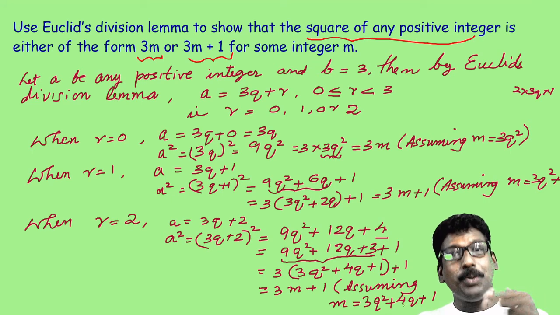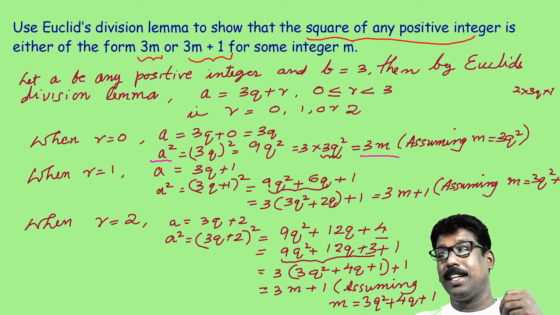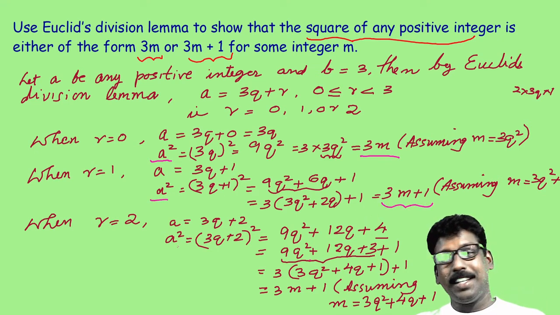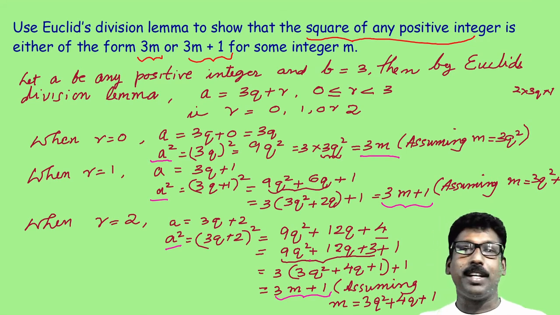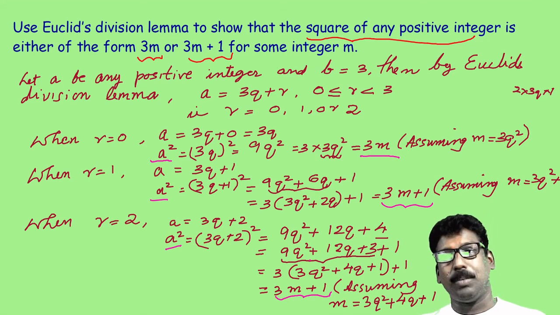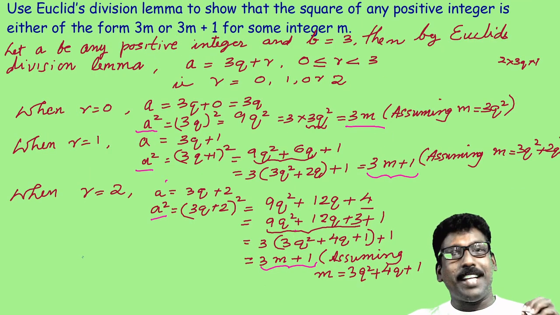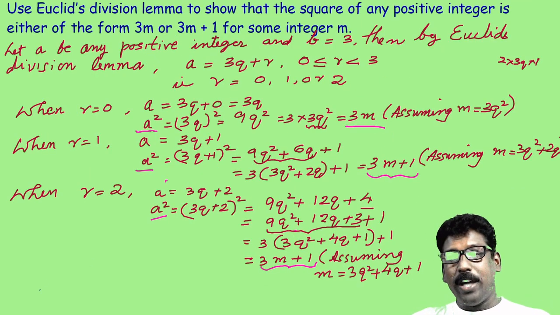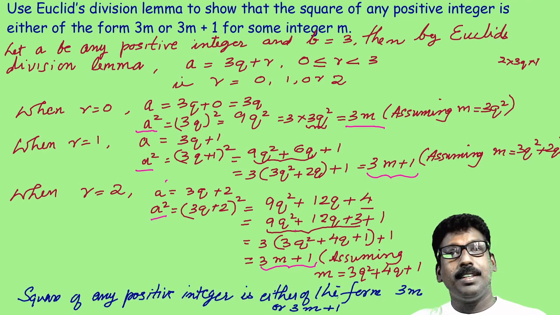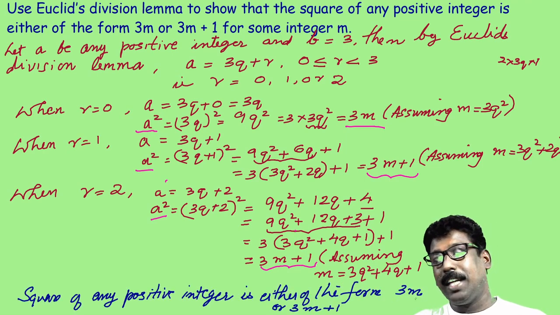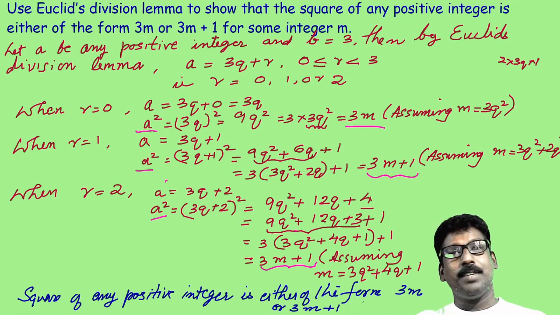Now here you can see, in the first case a square you can write as 3m. In the second case a square you can write as 3m plus 1. In the third case a square, again you can write as 3m plus 1. That means the square of any positive integer you can write as either 3m or 3m plus 1. So we can write the conclusion: the square of any positive integer is either of the form 3m or 3m plus 1. Do practice yourself.